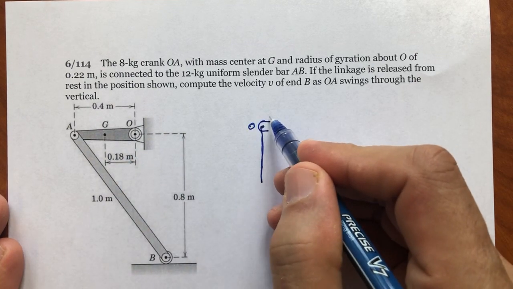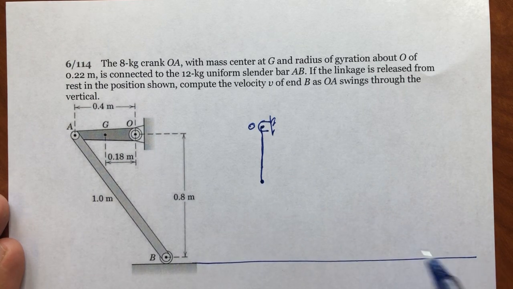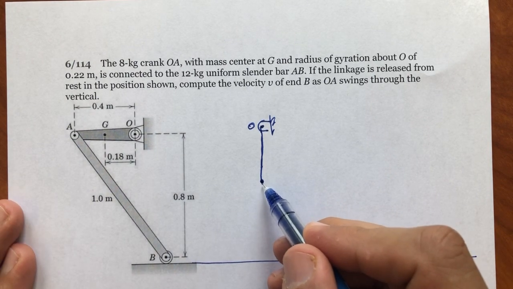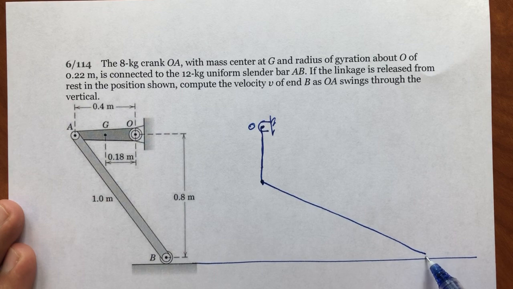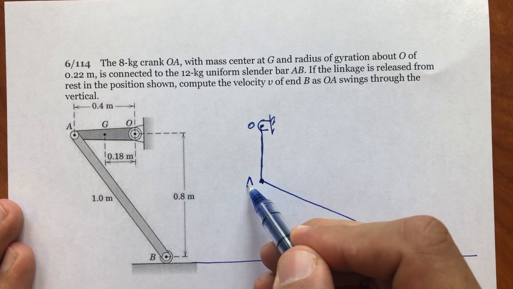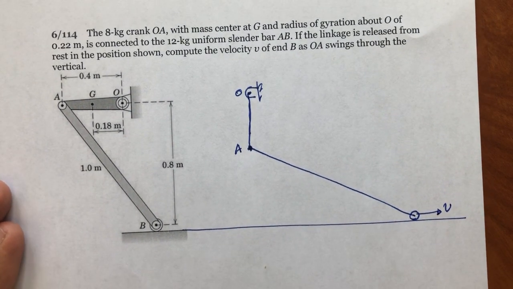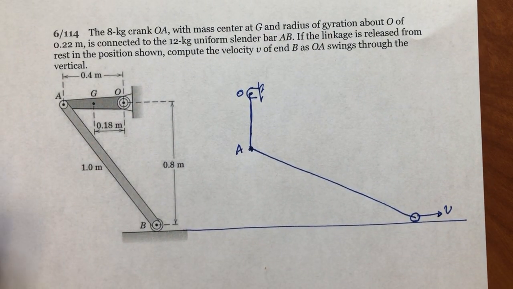Let's say this is point O, and this is link AB. And the question is, when OA becomes vertical, what is the velocity of B? What is this velocity? That's what we are looking for in this problem.